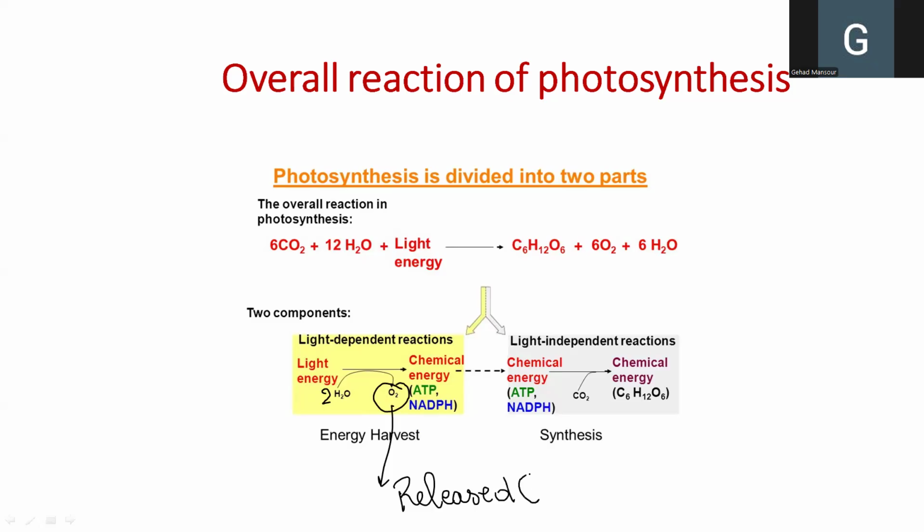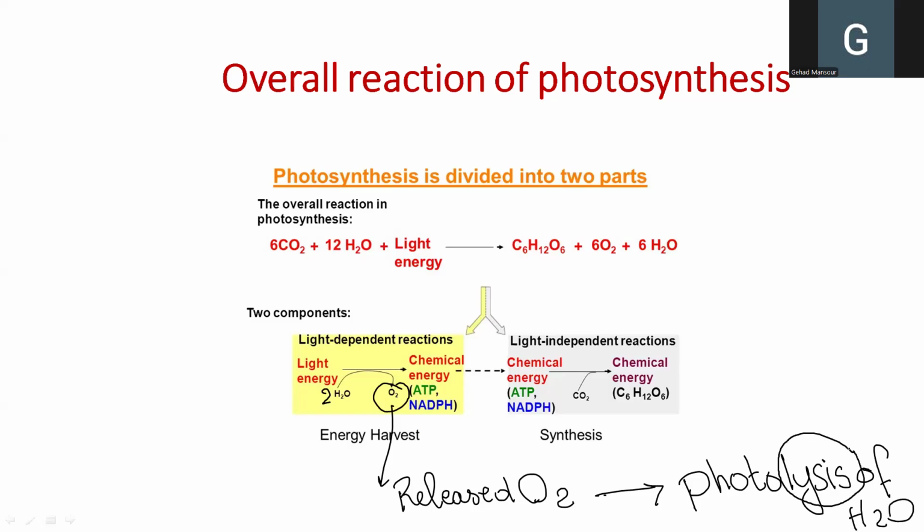So if you're ever asked about the released oxygen, where it comes from, it comes from the splitting of water by light, or from photolysis of water. Photolysis of water. What does this mean? Lysis means splitting or breakdown, and photolysis means lysis or breakdown under the effect of the solar energy.